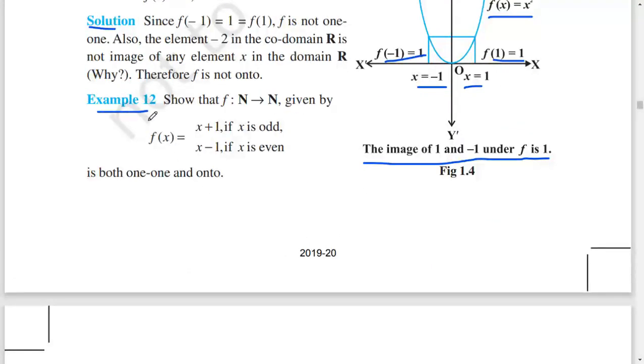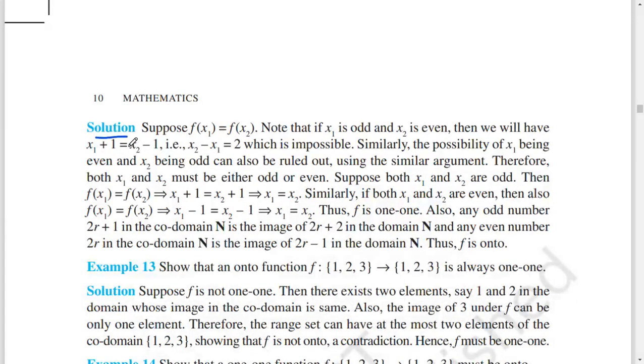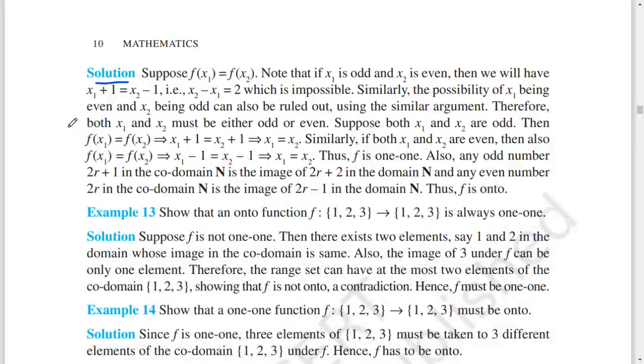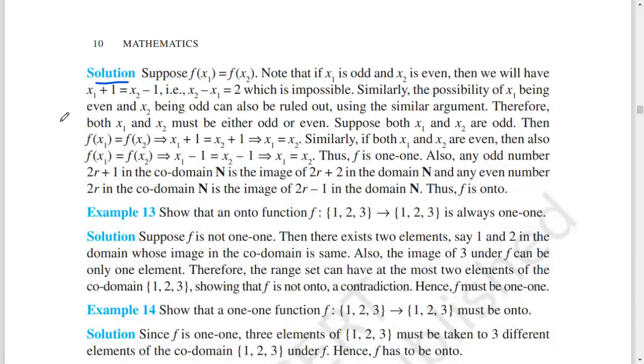Example 12. Show that f: N to N, given by f(x) = x plus 1 if x is odd, x minus 1 if x is even, is both one-one and onto. Solution. Suppose f(x1) = f(x2). Note that if x1 is odd and x2 is even, then we will have x1 plus 1 equal to x2 minus 1, that is x2 minus x1 equal to 2, which is impossible. Similarly, the possibility of x1 being even and x2 being odd can also be ruled out using a similar argument.